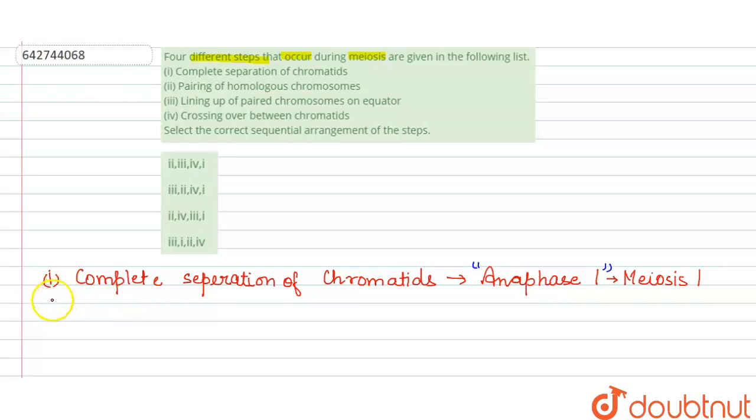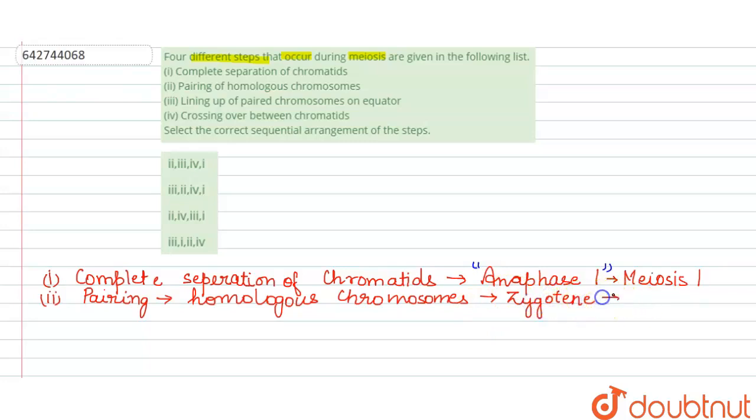The second is the pairing of homologous chromosomes. The homologous chromosomes pair up to form a bivalent and then crossing over takes place. So this bivalent formation, the pairing of homologous chromosomes, occurs in the zygotene stage of prophase 1. The zygotene stage belongs to prophase 1, and this belongs again to meiosis 1, right? So this is the zygotene stage of prophase 1 of the meiosis 1.